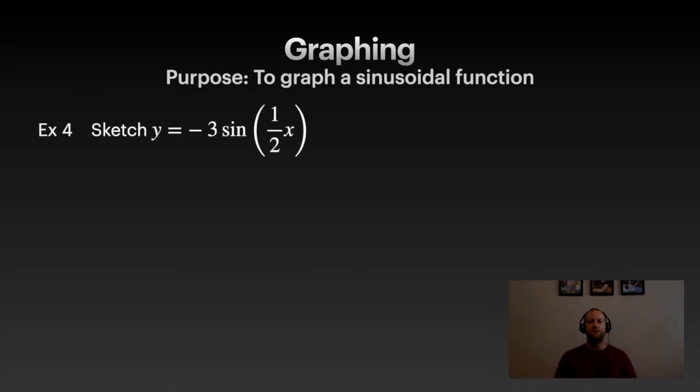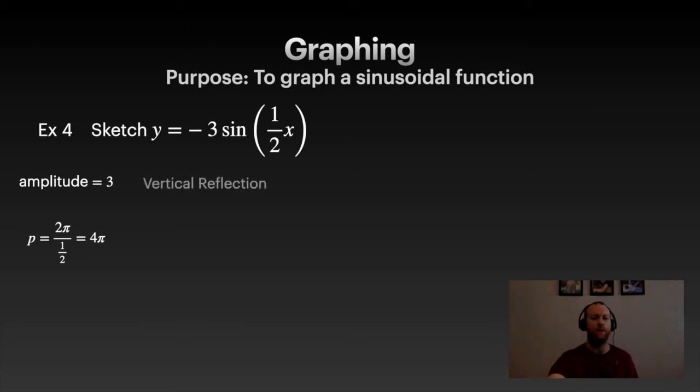Okay, so let's combine these two. We've got y equals negative 3 sine 1/2 x. So with this, we have an amplitude of 3, because the a value has a 3 in there. We're going to have a vertical reflection as well. The period is going to be 2 pi over b, b value being a half, so the overall period is going to be 4 pi.